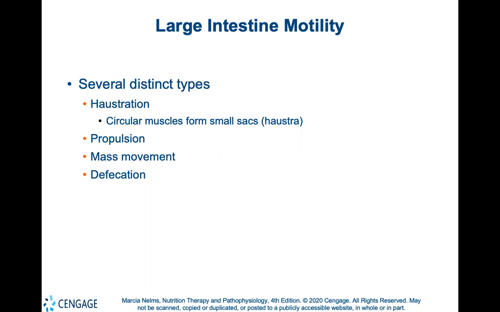Mass movement occurs when there is a significant contraction of a large portion of the colon. This generally occurs several times a day and moves a large portion of intestinal contents along the colon. Defecation occurs when distension of the rectum relaxes the anal sphincter. This final movement is ultimately under voluntary control.